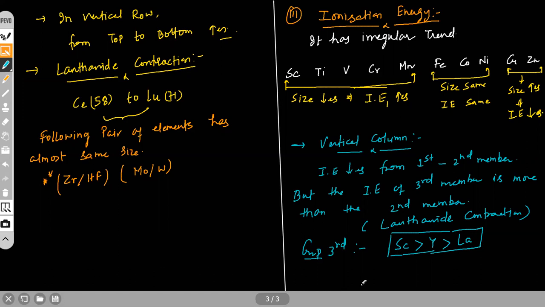But that's the same order, 1, 2, 3. So you said ionization energy of third member is greater than second member, right? Yes. But for group 3, it's the same order. We have a reason for this. According to that, the first element is scandium, then yttrium and then lanthanum.